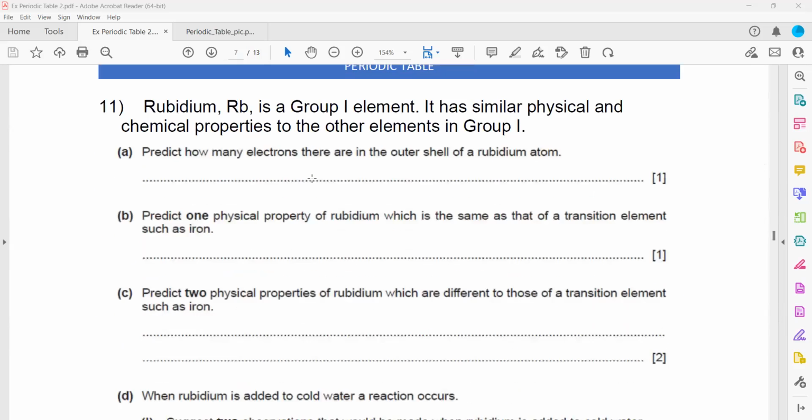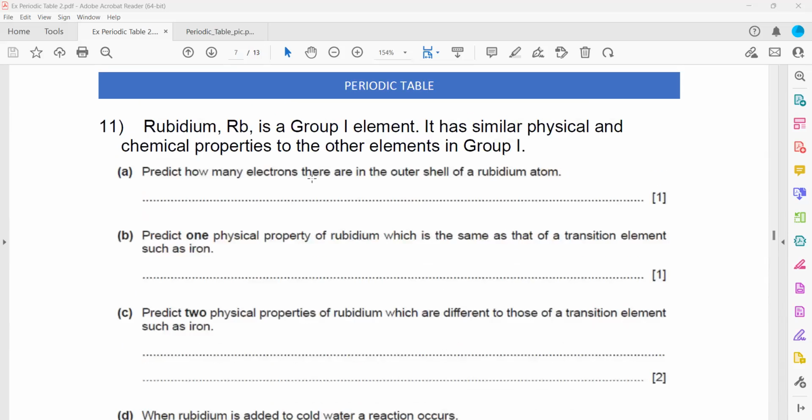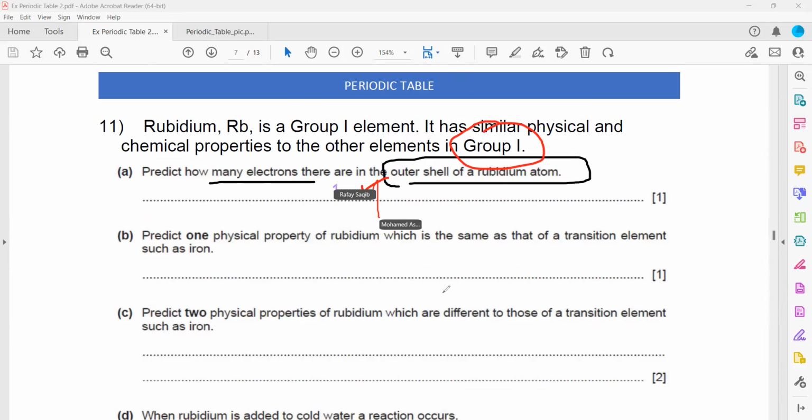In question 11, rubidium is a group 1 element and it has similar physical properties and chemical properties to the other group 1 element. Predict how many electrons are there in the outer shell of rubidium. If element belongs to group 1, how many electrons will be there in the last shell? So it will be 1. If element belongs to group 2, how many electrons will be there? 2. If element belongs to group 3, it will have 3 electrons. So group number is actually representing the number of last shell electrons.